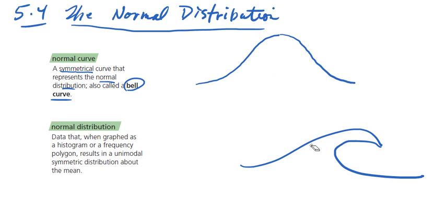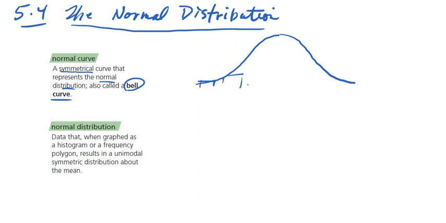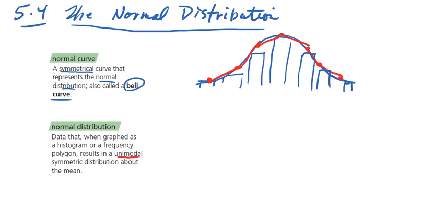Okay. So the normal distribution: data that, when graphed as a histogram or a frequency polygon, so think about this as a histogram here, right? I'll just draw a few. Okay, histograms or frequency polygons. So let's say we have points that are gathered, something like this, and you connect those dots with lines or whatever. So a frequency polygon results in a unimodal.